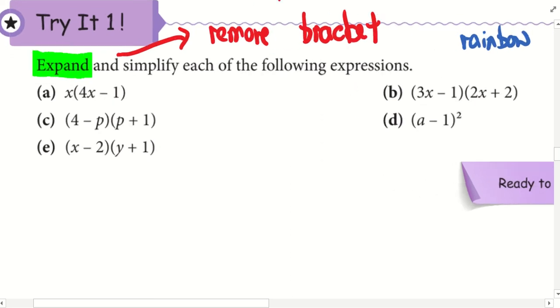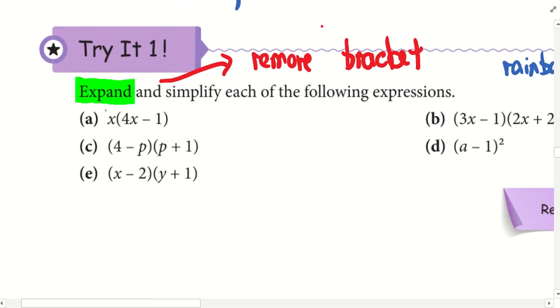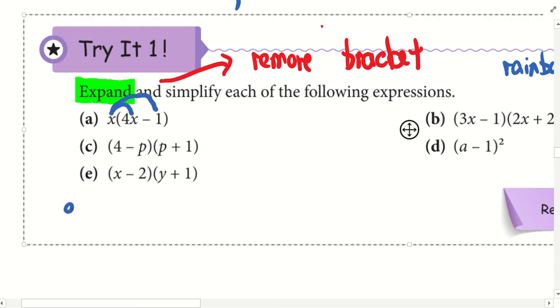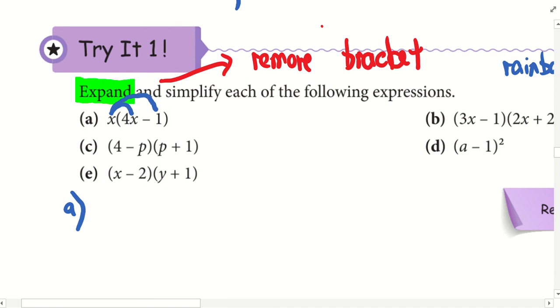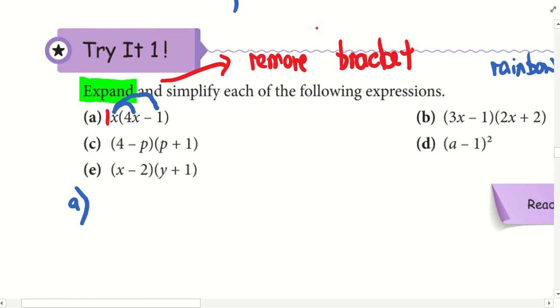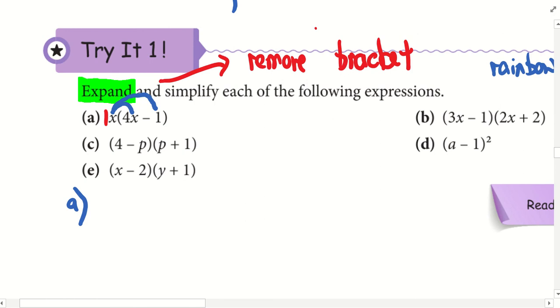Okay, I'm going to take a look at part A first. Term by term. Then I'm going to write my answer now. The first arrow that I draw, x multiplied by 4x. What would I get? What are the two numbers? X and 4x. Oh, very fast. Alright, thanks William. 1 times 4 is 4. X times x will give us x squared. That's the first arrow. Am I right?